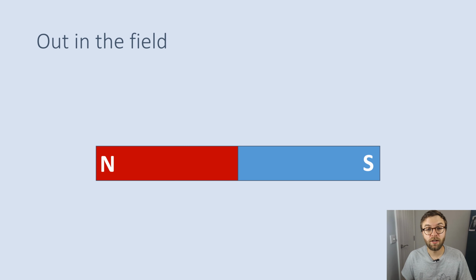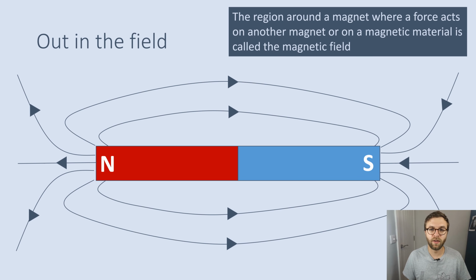So in class, if you're doing this, you'd have a chance to do it and you'd start to plot that magnetic field. Again, check out the other video to see how that works, but you'd end up with a diagram that looks like this for our magnetic field. And what that's showing us is that the region around a magnet where a force acts on another magnet or on a magnetic material is called the magnetic field.